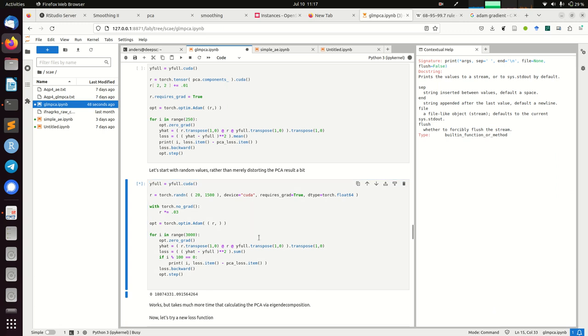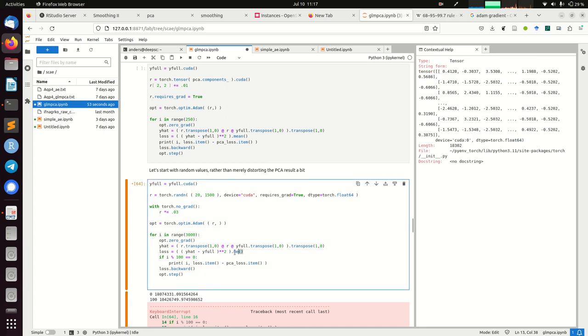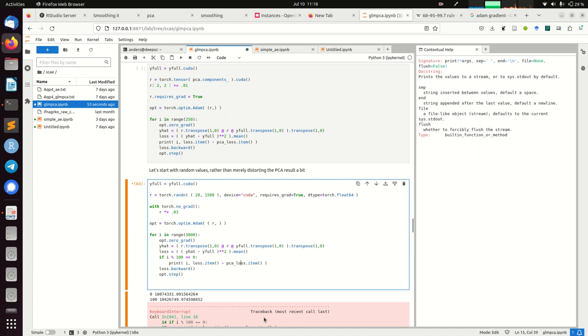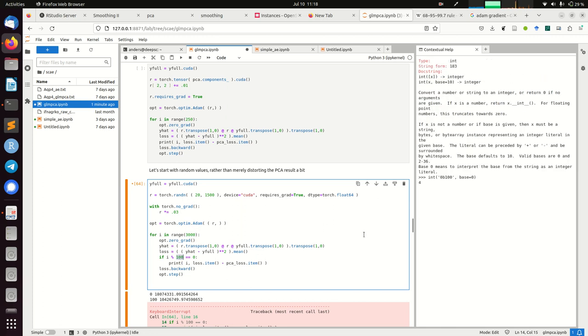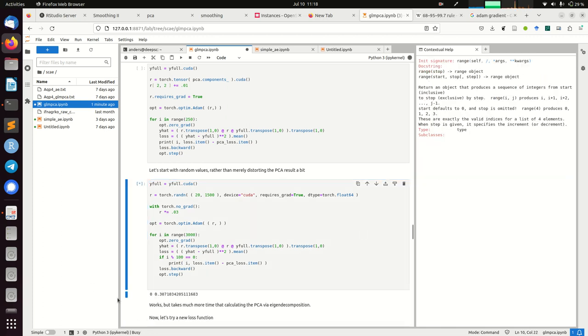And now we can start. Let me fix this. Here, I wanted to always use the mean. And I compare with the loss of a PCA. I do 3,000 steps here, and you see it only prints every 100th step now compared to before. So this is the mean at the beginning with our random values. After 100, we are up to 0.01, close to the PCA loss.